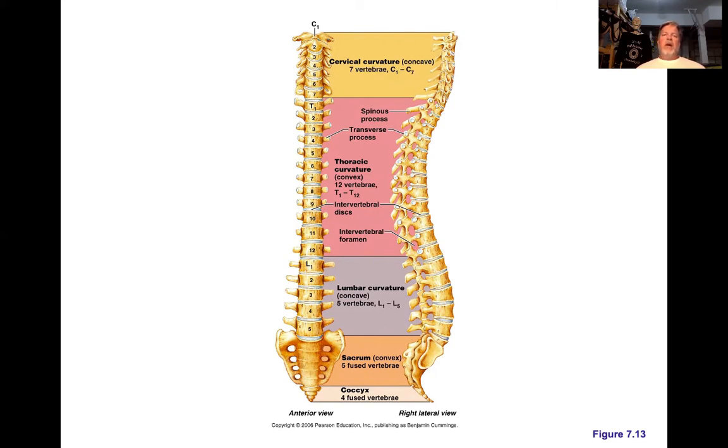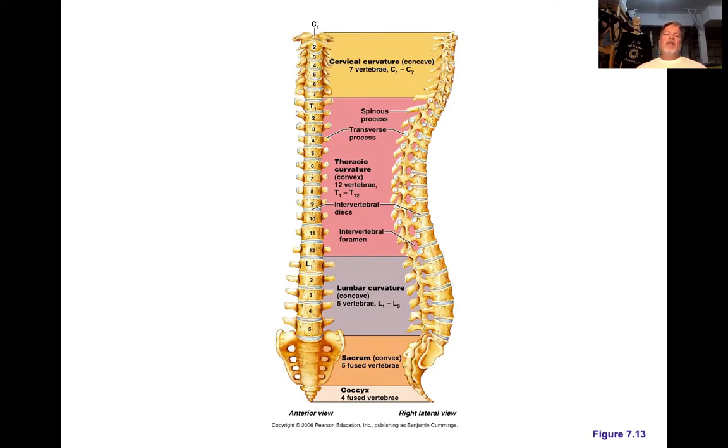They're connected in a way that gives you a flexible curve structure. Now, I remember numbers because I know I eat breakfast at 7, so I have 7 cervical vertebrae. I eat lunch at 12, so I have 12 thoracic, and I eat dinner at 5, so I have 5 lumbar. So that's the easiest way to remember the number of bones you have: 7 cervical, 12 thoracic, and 5 lumbar.